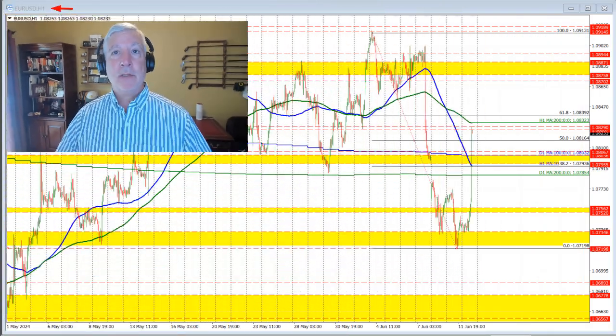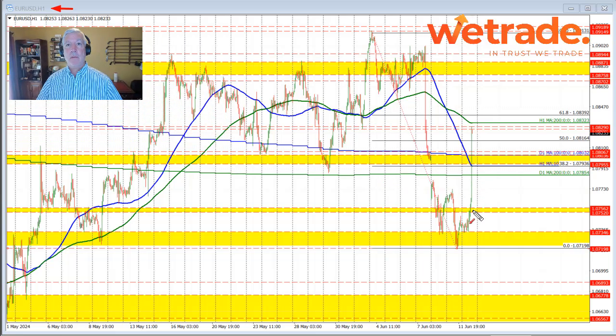We'll start with the euro versus US dollar. On the hourly chart of the euro versus US dollar, we're down here near the 1.0765-ish type area before the release. And as you can see, the market's shot to the upside. In the process, we extended above the 200-day moving average. We extended above the 100-hour moving average. We extended above the 100-day moving average.